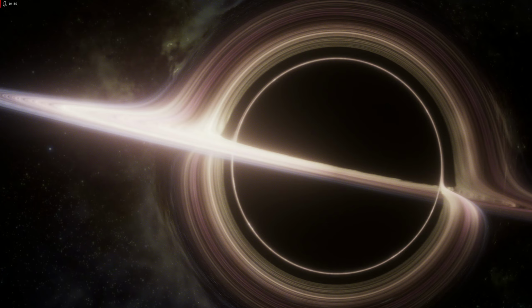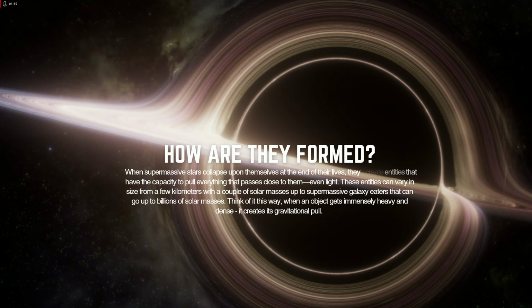So the question definitely arises, how are they formed? When supermassive stars collapse upon themselves at the end of their lives, they create entities that have the capacity to pull everything that passes close to them, even light.